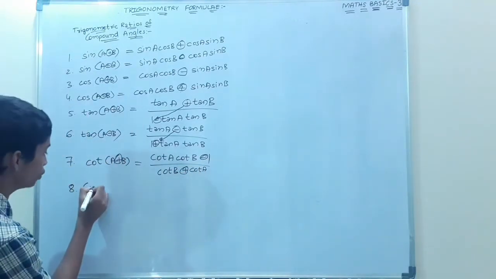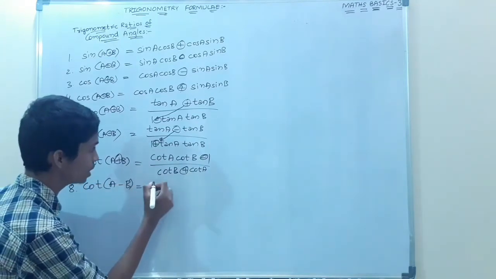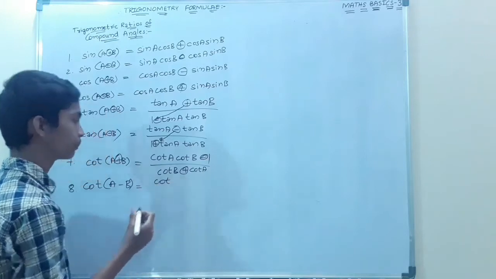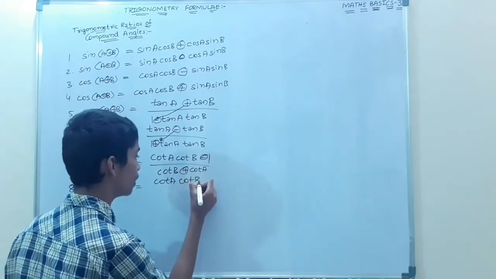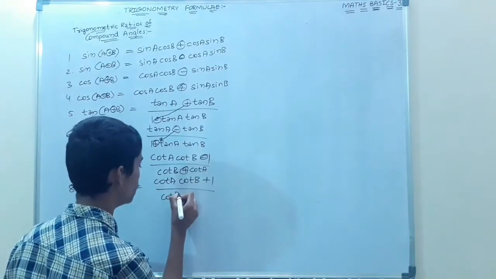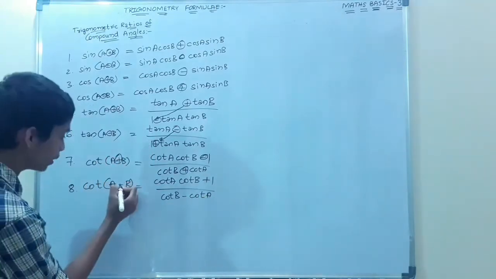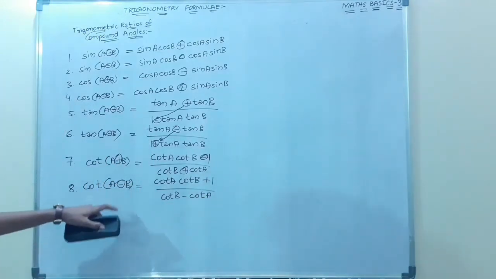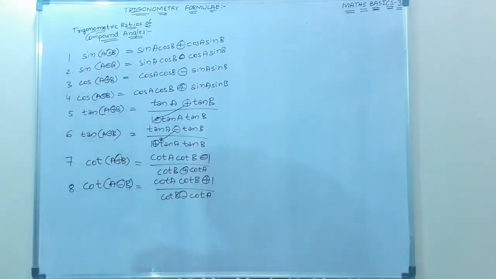And coming to cot(A - B), it is equal to cot A cot B plus 1 by cot B minus cot A. And we can remember it very easily. Here it was minus and here we get plus. And alternate to this is minus.